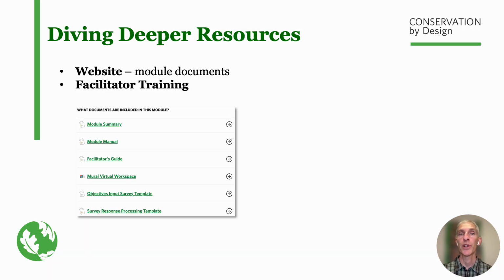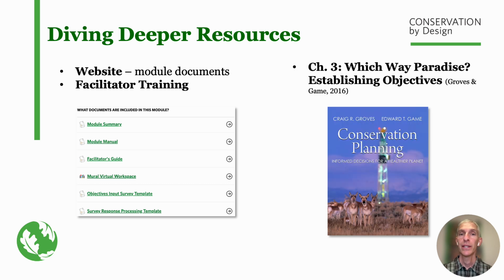If you're interested in furthering your learning about this module, please check out the following resources. First, read through the module documents posted on the Conservation by Design website. And if you're looking to get trained to facilitate this module, please enroll in the facilitation course on conservationtraining.org. If you're interested in diving deeper into the concepts and methods underpinning this module, a great resource is a book chapter on establishing objectives by Craig Groves and Eddie Game in their conservation planning book. A link to a PDF of this book chapter is available through the module documents on our website.